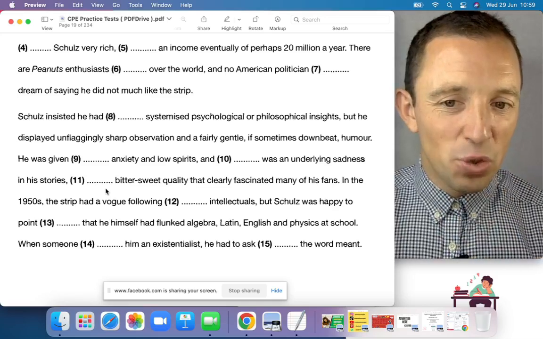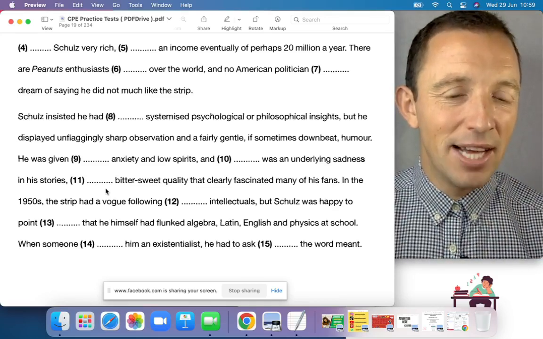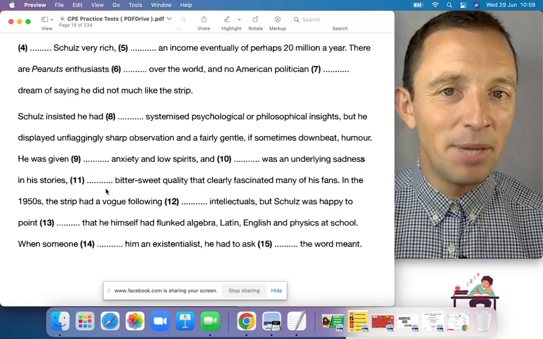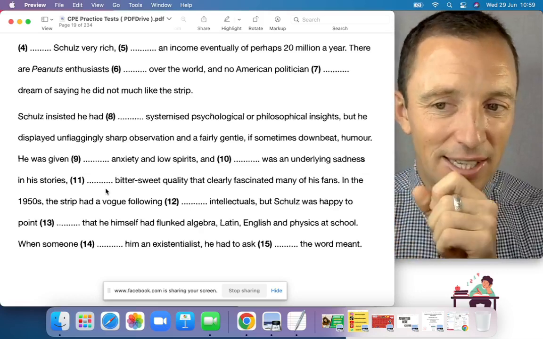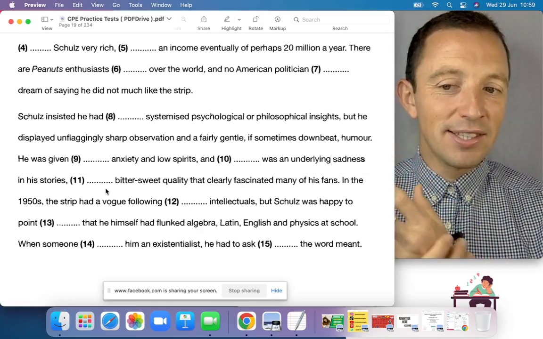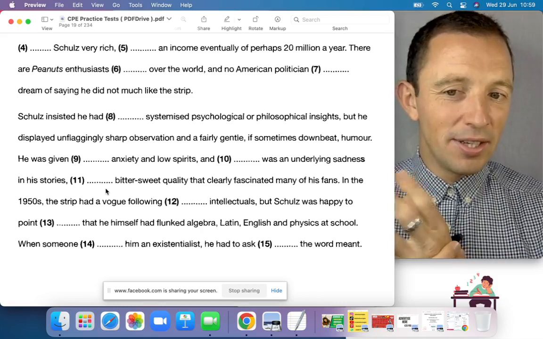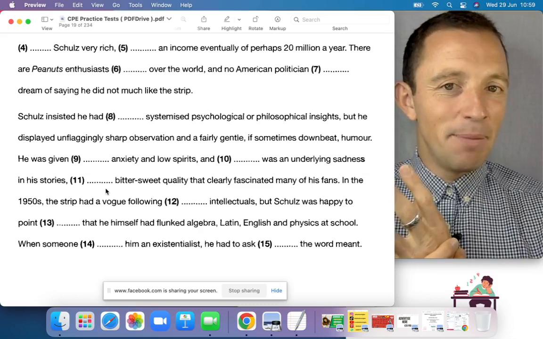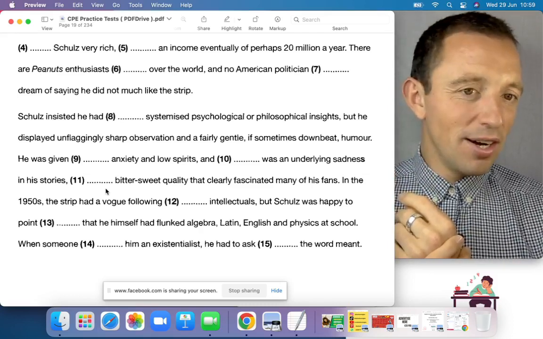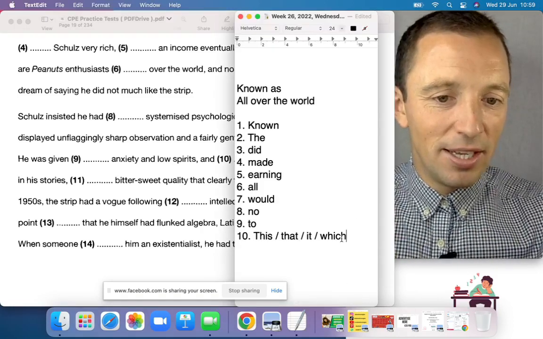Number 11, bittersweet quality, that clearly fascinated many of his fans. So fascinated is obviously people are very interested. So this sentence is a little difficult. He was given to anxiety and low spirits, and this was an underlying sadness in his stories, with bittersweet quality that clearly, maybe again, simple, this bittersweet quality. It's very difficult, but I would suggest maybe 11 is just simply this.